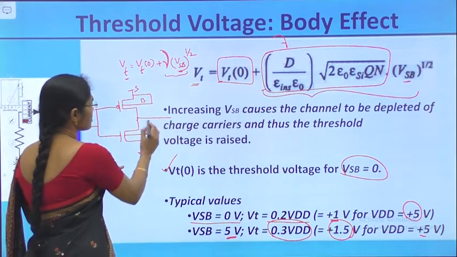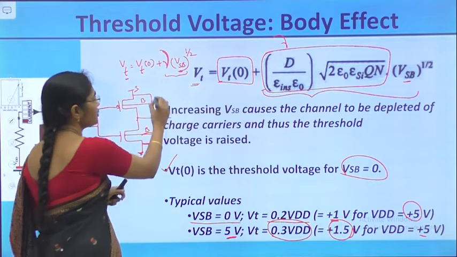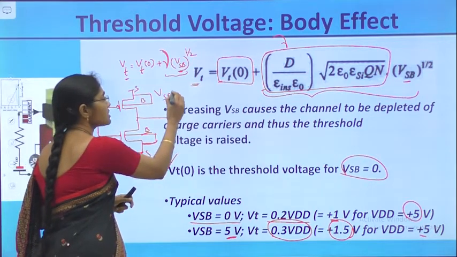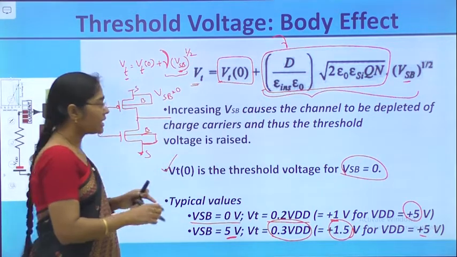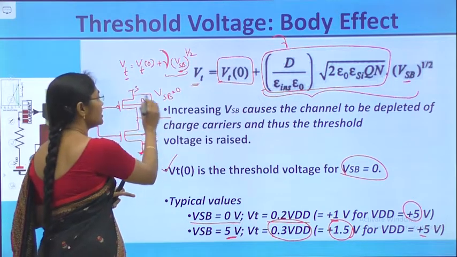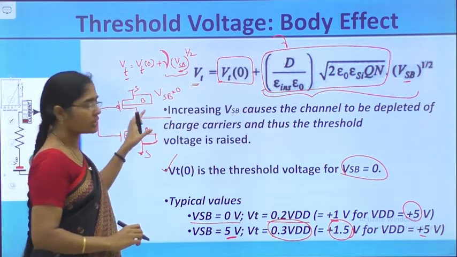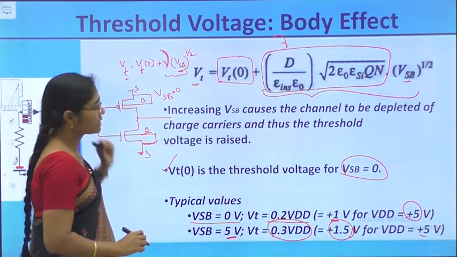Source and bulk have to be joined to make VSB equal to 0, so that there won't be a change in the Vt value. So, like this, while designing the circuits, please connect this.